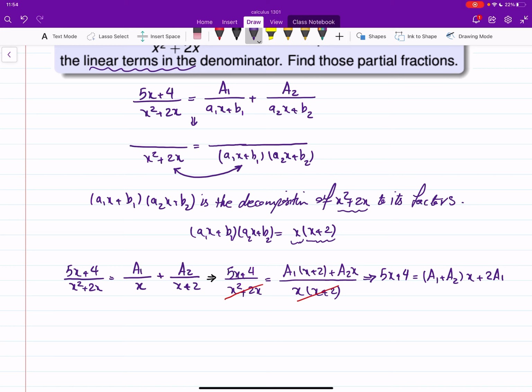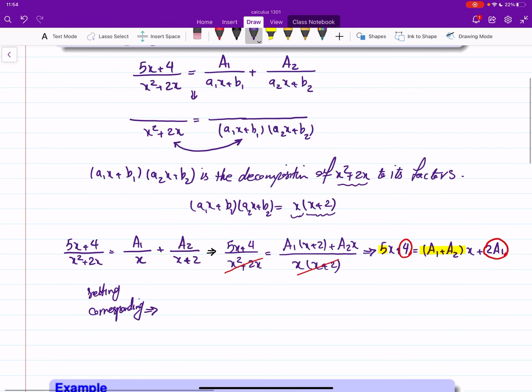Now, the problem is that we have two polynomials, one on the left-hand side, one on the right-hand side, and these are equal. It's very easy to show that two polynomials are equal if and only if their corresponding coefficients are equal. So the coefficient of x on the left-hand side must be equal to the coefficient of x on the right-hand side, and the constant term on the left-hand side must be equal to the constant term on the right-hand side. So this way we have equations, setting the corresponding coefficients equal. What do we get?